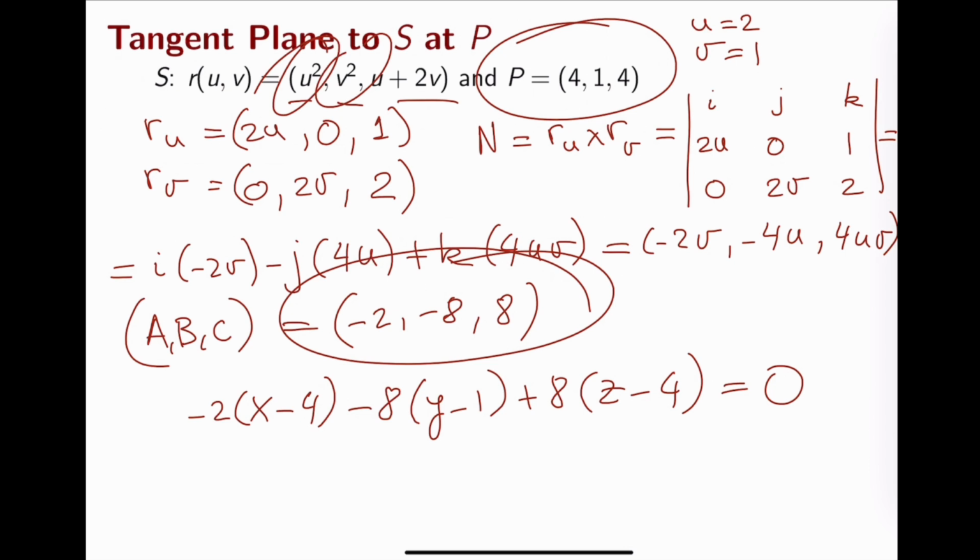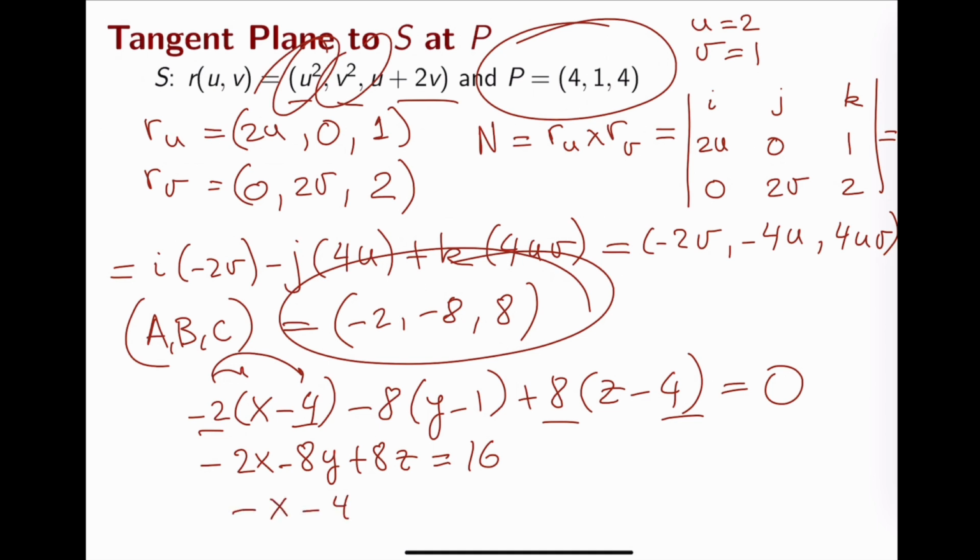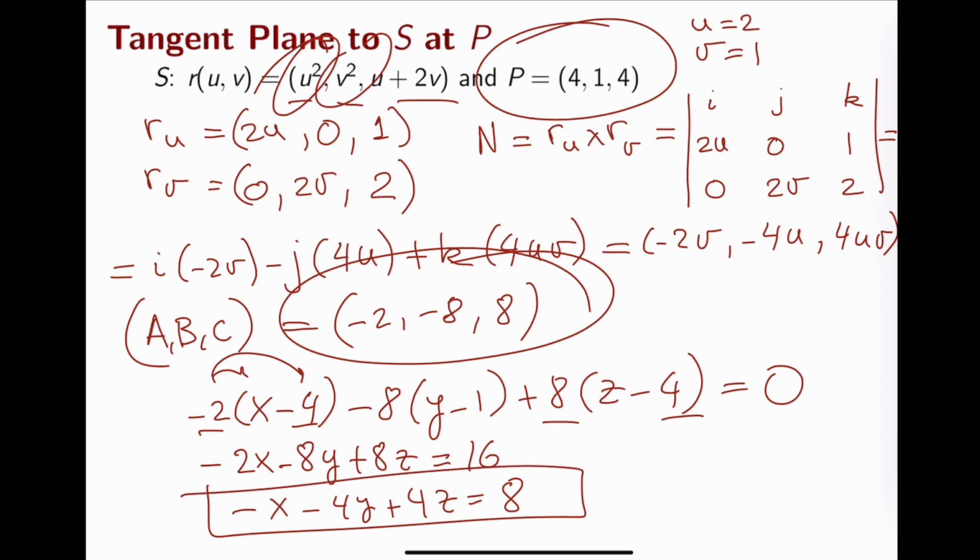So we do the distributive here, so we multiply everything, and we get that this is minus 2x. We combine like terms. The numbers are going to be here, will be minus 8 plus 8 minus 32, so we're going to have on the other side 16. And so simplifying here by 2, that will be minus x minus 4y plus 4z equals 8. So this is the tangent plane to this surface at this point.